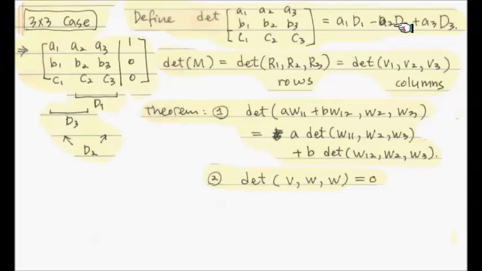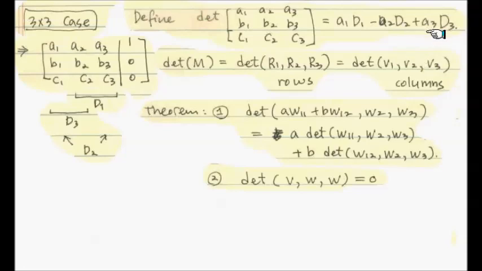Now let's look at D2 and D3. Now we're looking at these two columns that are equal to each other. D2 will be the first and the third column, and D3 will be the first and the second column. They are exactly the same because the second and third columns are equal to each other. So D2 and D3 are equal to each other.